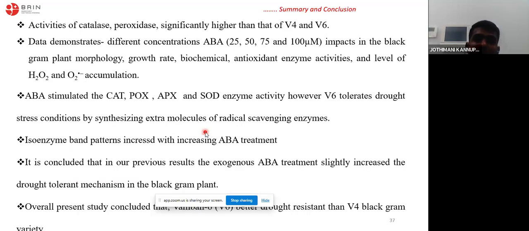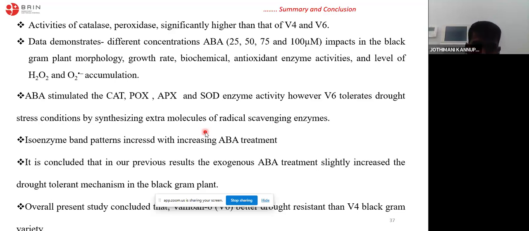The activity of catalase and peroxidase was significantly higher than that in 1.4 and 1.6. This data demonstrated the impact of different concentrations of ABA, 25, 50, 75, and 100 micromolar, on the black gram plant: morphological growth rate, biochemical and antioxidant enzyme activities, and the level of hydrogen peroxide and superoxide accumulation. ABA stimulated the CAT, POX, APX, and SOD enzymatic antioxidant activity. However, 1.6 tolerates drought stress condition by synthesizing extra molecules of radical scavenging enzymes. The isoenzyme band patterns increased with increasing ABA treatment.